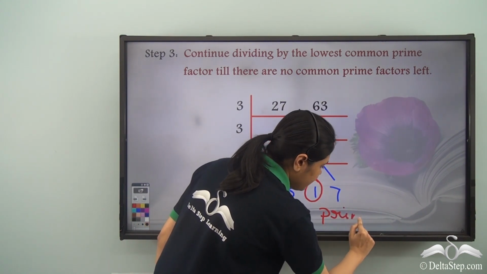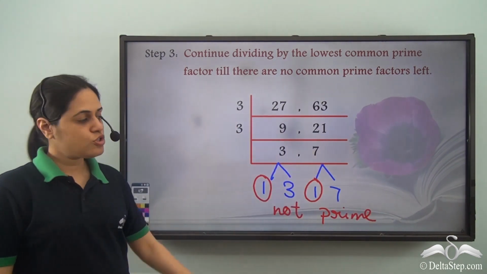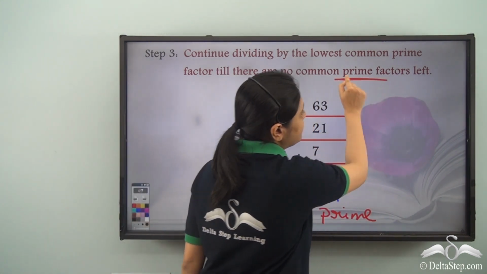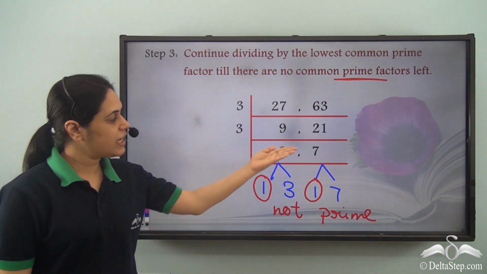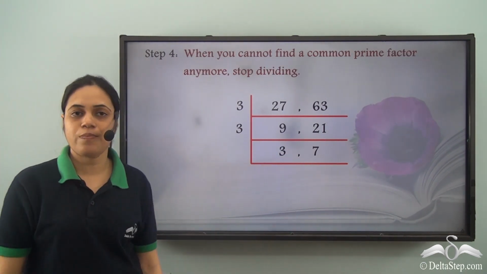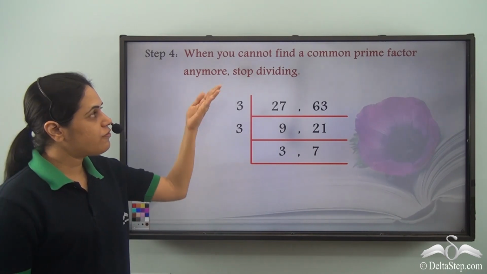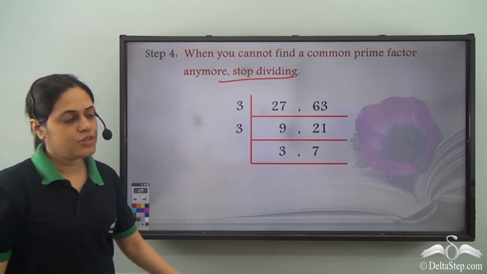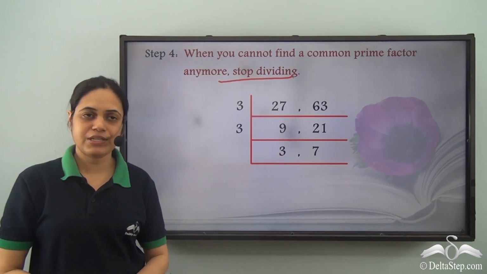1 is not prime. So they don't have any common prime factor. So I cannot divide anymore. So this is where we stop. So when you cannot find a common prime factor anymore, stop dividing. So this is where I stop dividing.